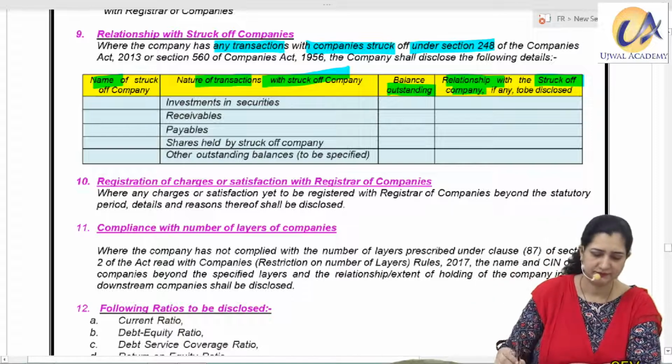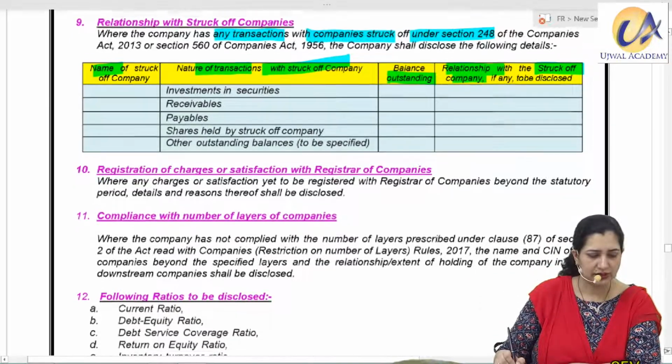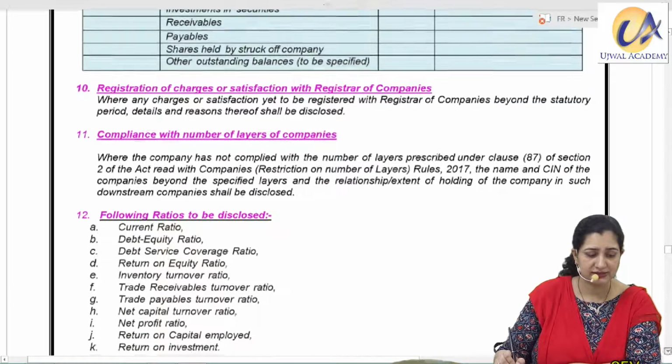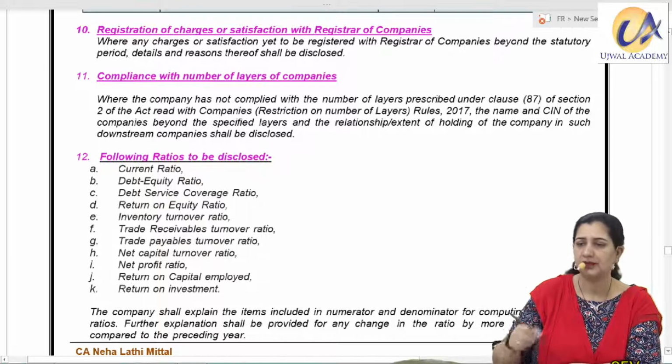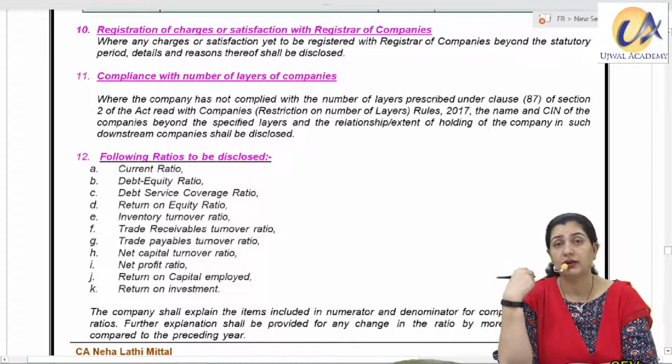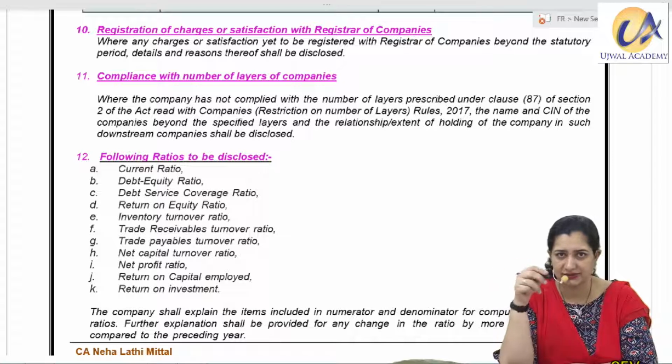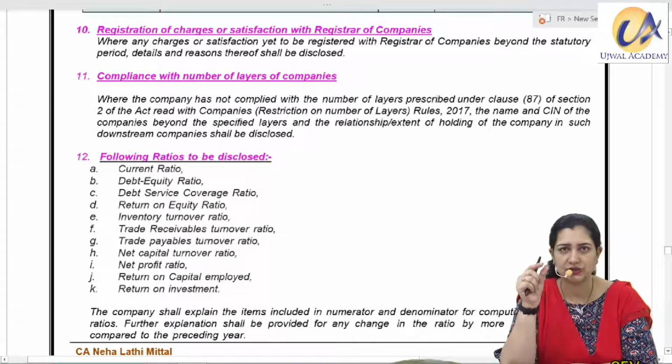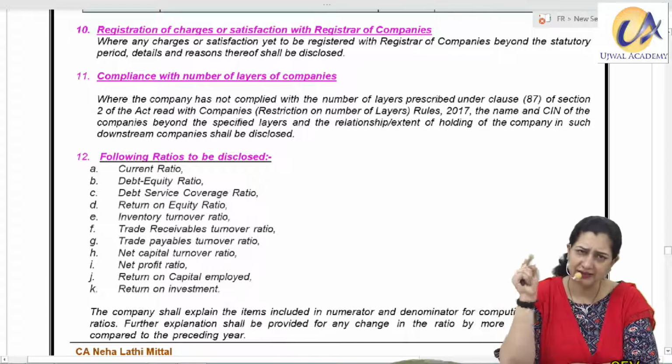Okay. Then, are we also aware that we have to register our charges with the ROC? Whenever company creates a charge on their property, they have to inform ROC about it. You have to file a registration charge. You have to give it with ROC. So have they done it in time?